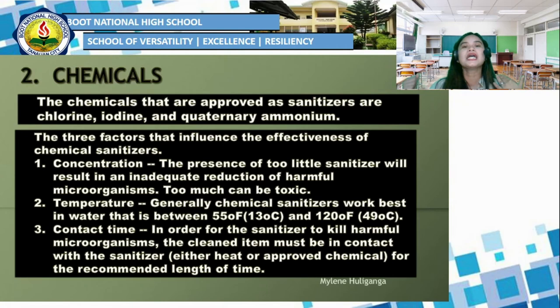Okay, next, we have the temperature. Generally, chemical sanitizers work best in water that is 55 degrees Fahrenheit or 13 degrees Celsius, and 120 degrees Fahrenheit or 49 degrees Celsius. Okay, next, I'm talking about the heat or temperature. Next, let's have the contact time. In order for the sanitizers to kill harmful microorganisms, the cleaned item must be in contact with the sanitizer, either heat or approved chemical, for the recommended length of time. So, ang isang sanitizer, makakatanggal siya ng bacteria pero may oras siya.